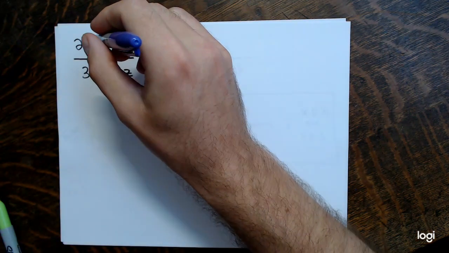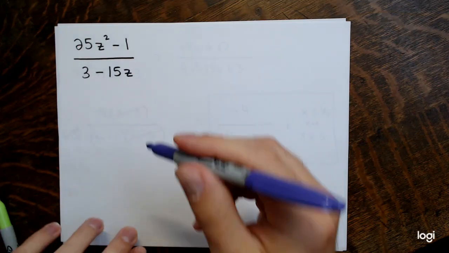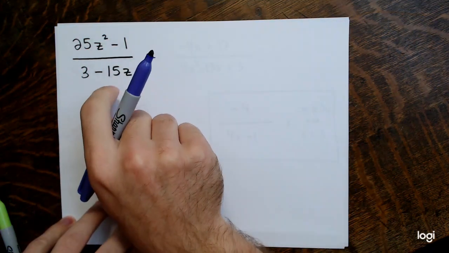Again, please do not cancel z's right now. These are all terms of a sum, not factors. You can only cancel common factors. Alright, so as before, I like things in descending order.